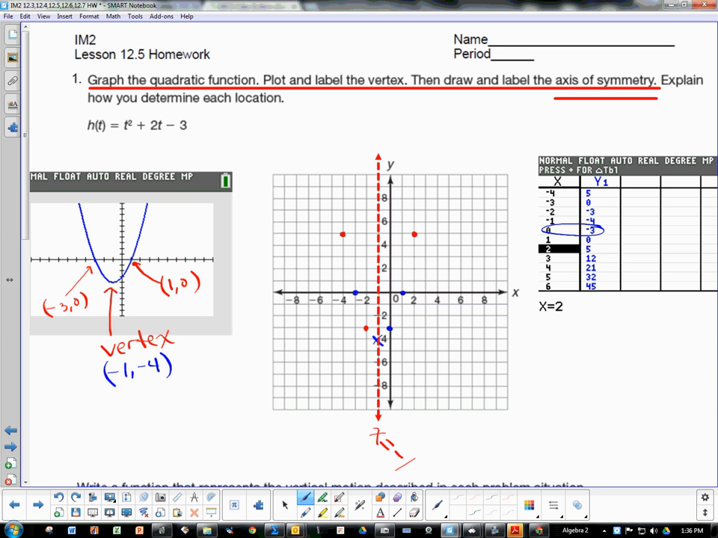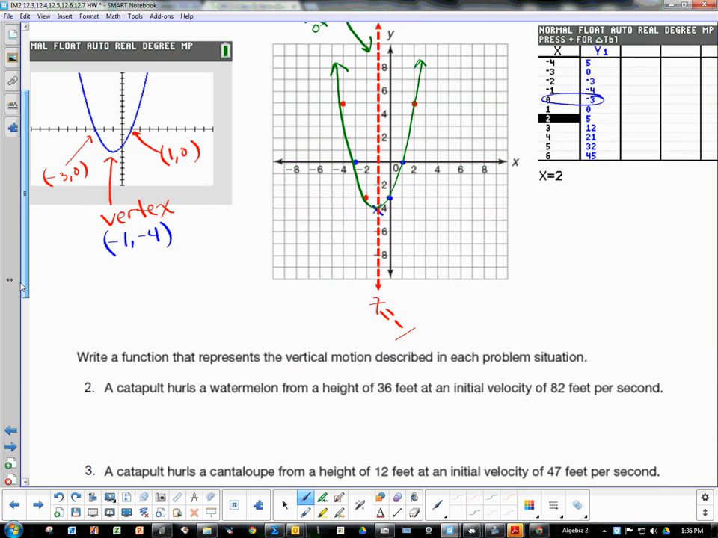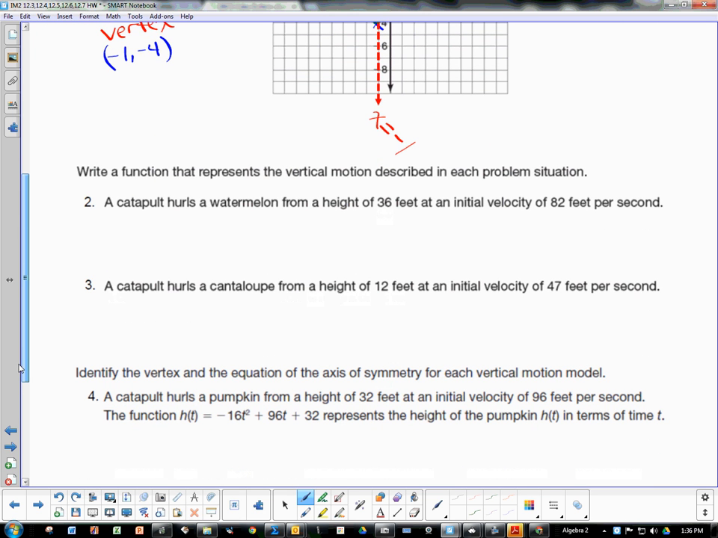And all we have to do is draw a smooth curve, a smooth parabola through this. And there's your graph. And once again, I want to make sure that you understand this is your axis of symmetry. There's number one. Number two.